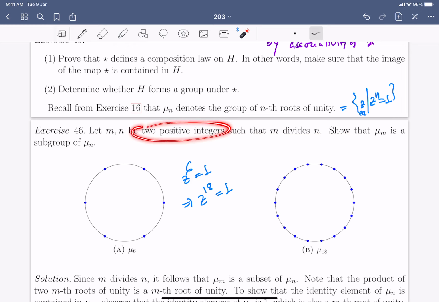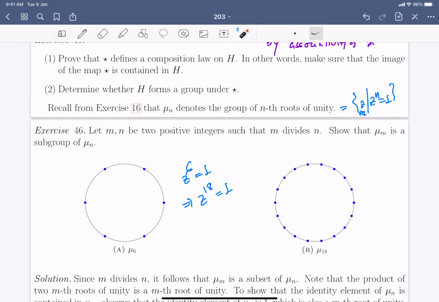So we start with two positive integers such that m divides n, then mu m is contained inside mu n. Not only that, we need to show that mu m is a subgroup of mu n. That might be a confusion, so let me just highlight that mu m is a subgroup of mu n. Note that at least this statement is unambiguous, because mu n is already a group, and this is already a subset. So you can try to see whether that subset forms a subgroup of this group.